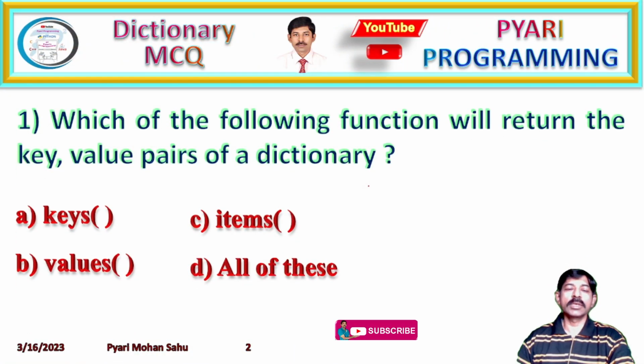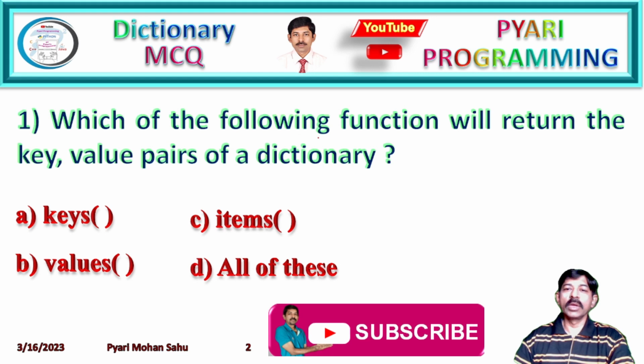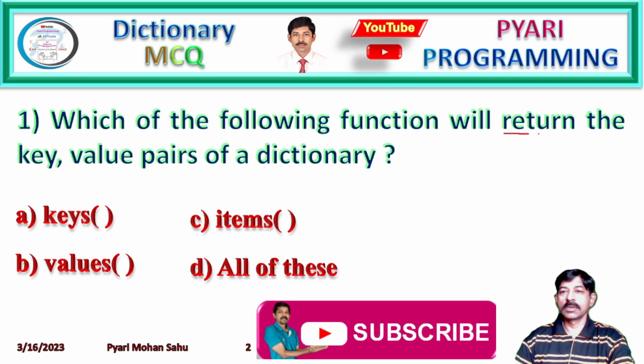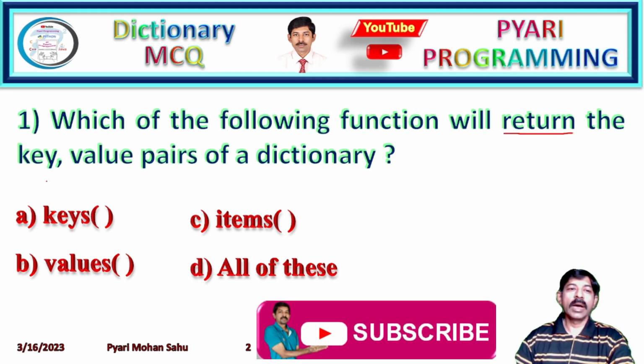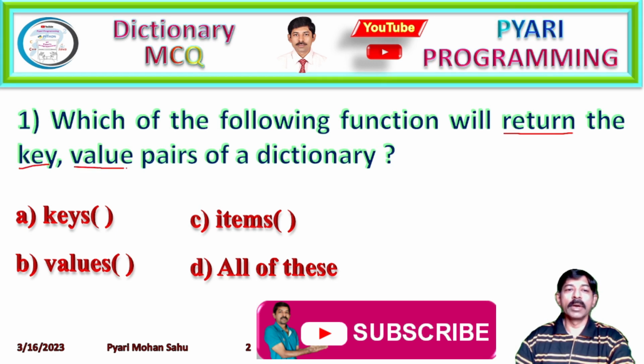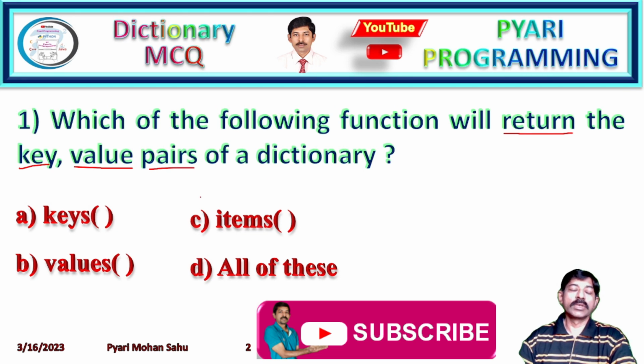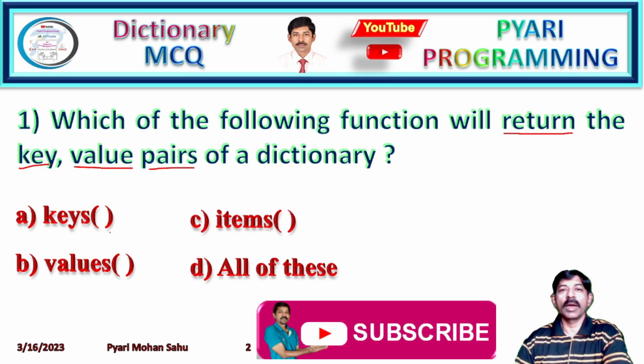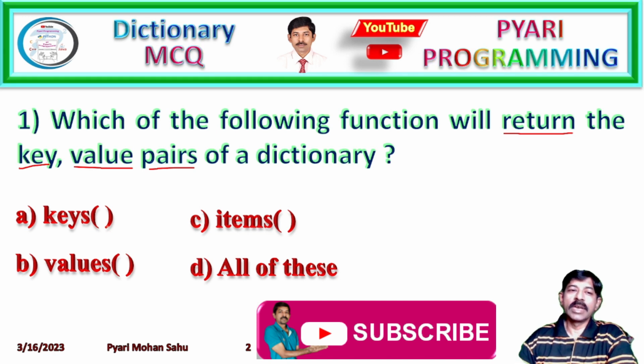The first question is saying which of the following function will return? It is emphasizing on return the key value pair. So some functions might be returning only keys. Some functions are returning values. Now it is talking about key value pairs it is returning of a dictionary. So after seeing the option, we have to identify the function based on its definition.